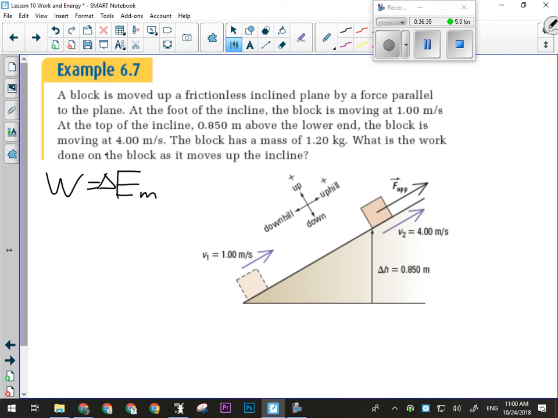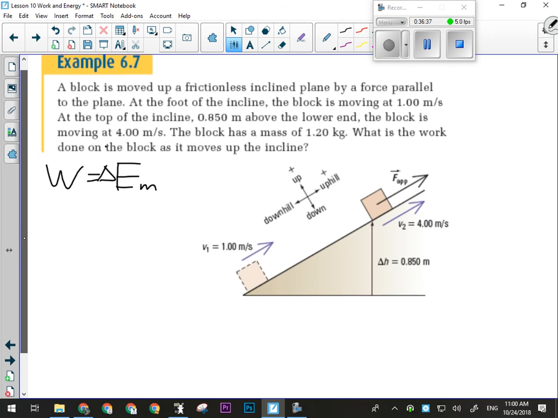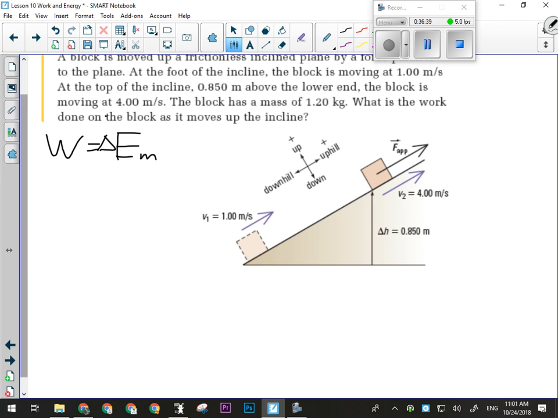So to figure out how much work is done, I want to go to this formula here, and I want to expand it out like we did a minute ago. That is that work equals the change, so that would be the final potential plus the final kinetic minus the initial potential plus the initial kinetic. So I'm taking final and subtracting initial, just like I do every time I see delta. Everybody all right with that so far?